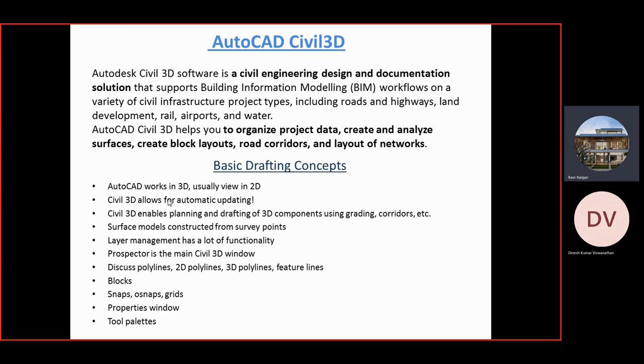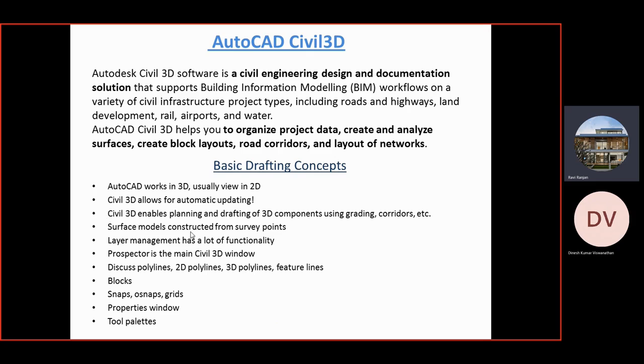And see, Civil 3D allows for automatic updating. So in Civil 3D we have automatic updating about the points, about the survey, about the surface, about the road coordinates, about the rail coordinates. So it will give us automatic updates, because all the point names, elevations, easting, northing, all the coordinates and layers are already inbuilt in this software. So we need not create any new things. All the things are inbuilt, but we need only survey points of any land areas.